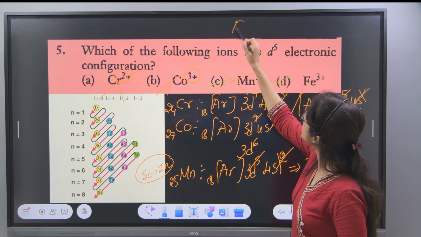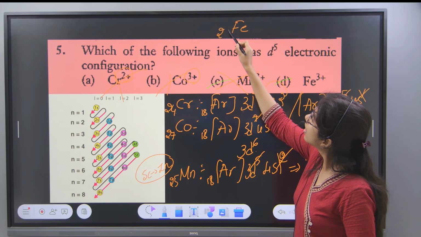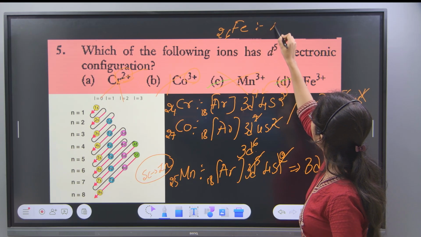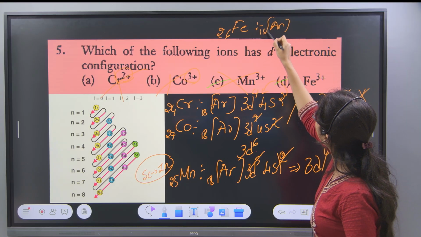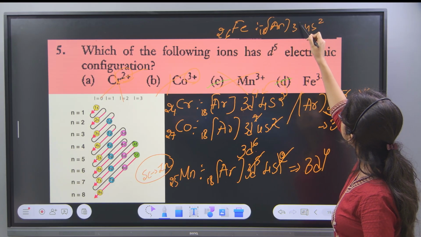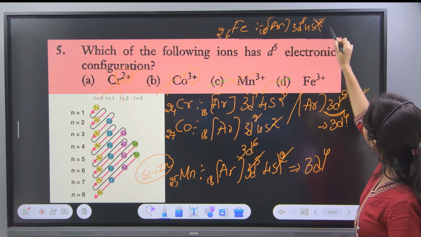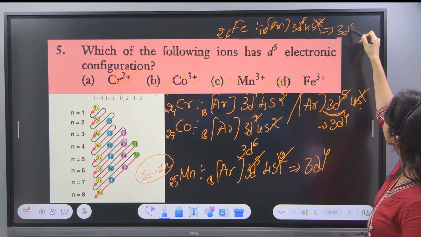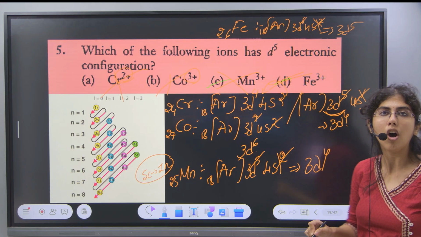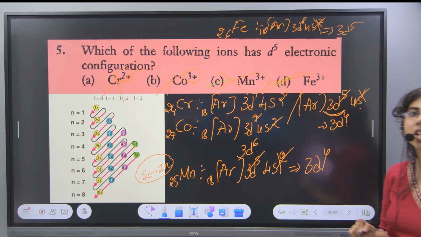Obviously it has to be option D. Iron's atomic number is 26. Argon 18, 4s2, 3d6. You remove 3 electrons, 2 from here, 1 from here, and you end up getting 3d5. Very good. Option D is correct.